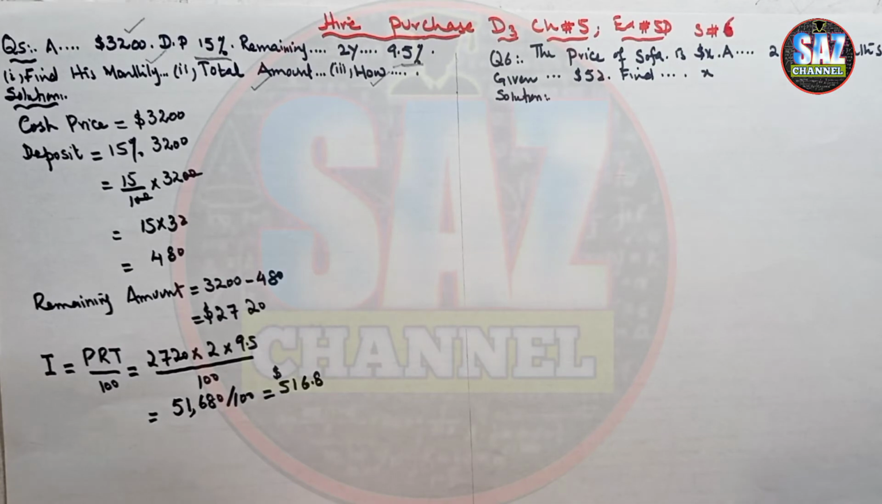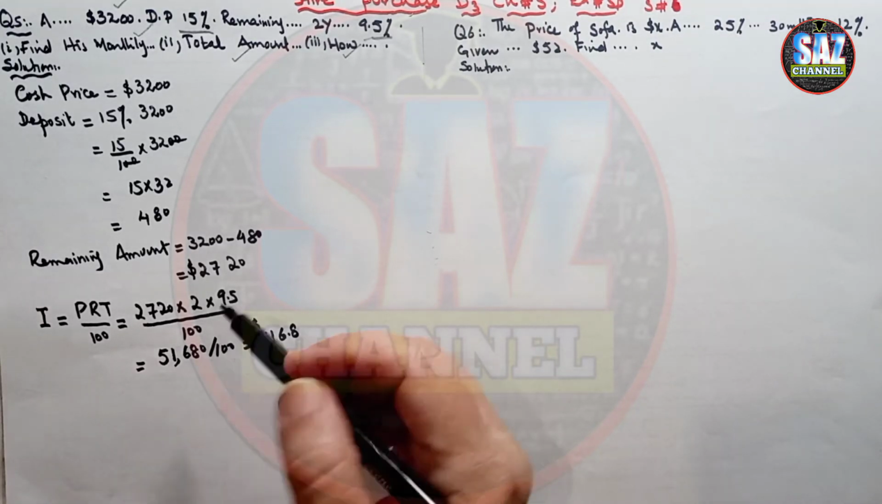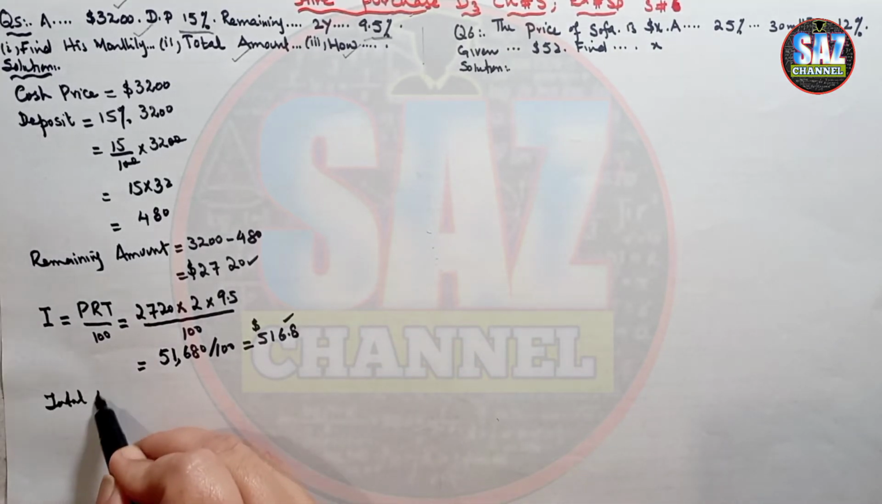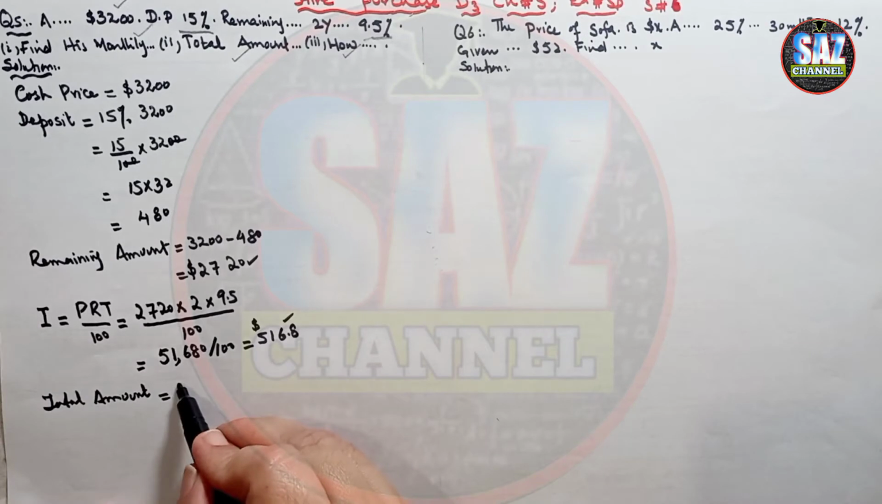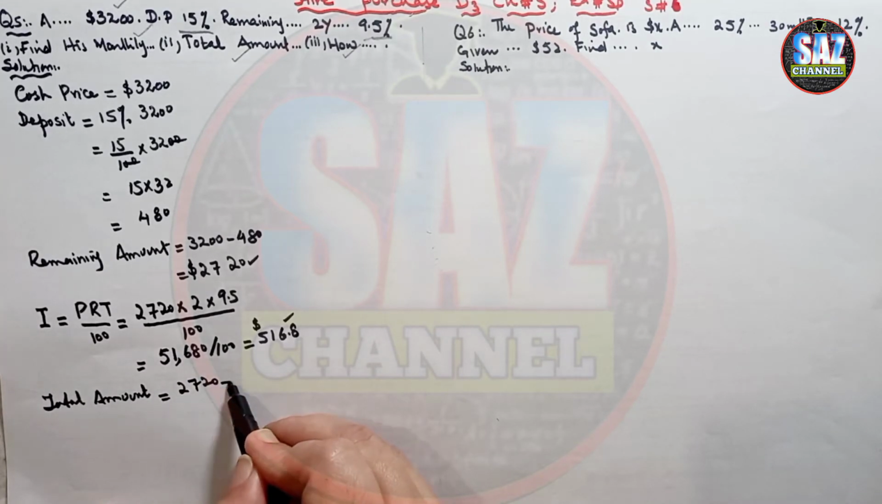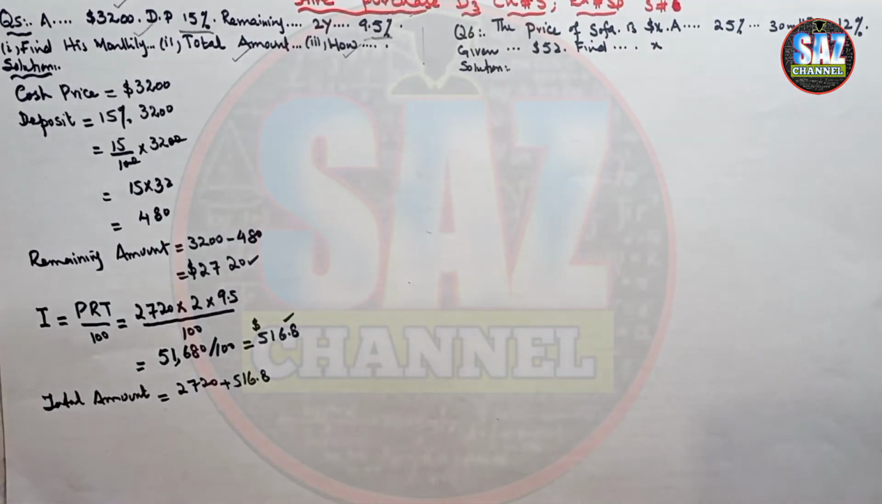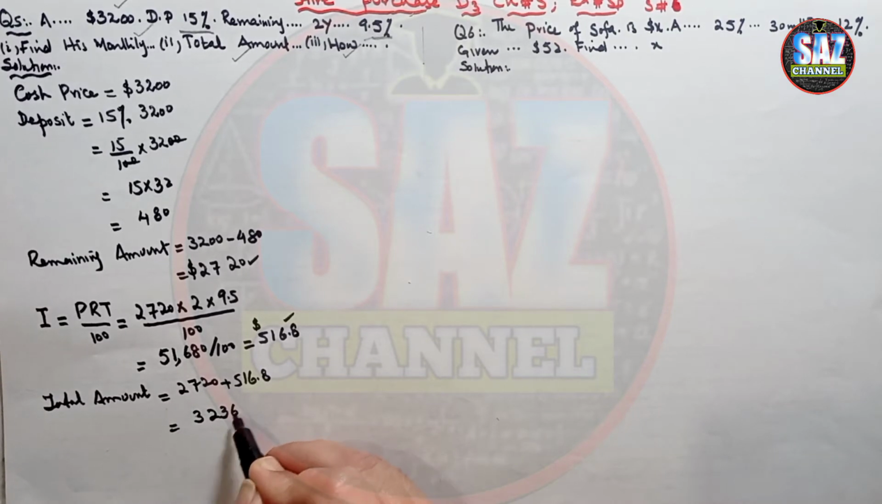Now the first part is the monthly installment. In order to find the monthly installments, first of all we have to find the total amount that he has to pay. Total amount equals the remaining amount plus interest, that is 2720 plus 516.8. Adding these two values, this gives me $3236.8. So this is the total amount that he has to pay.